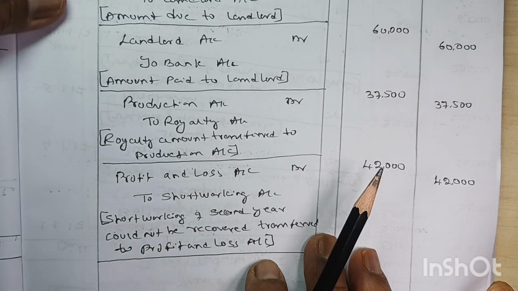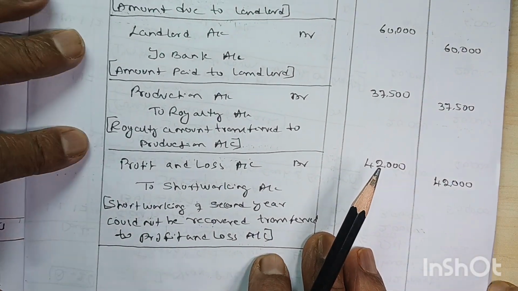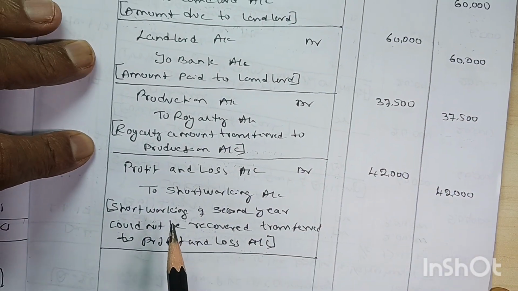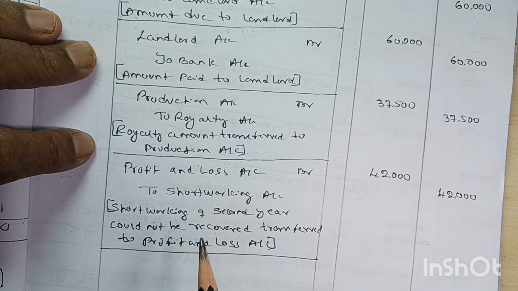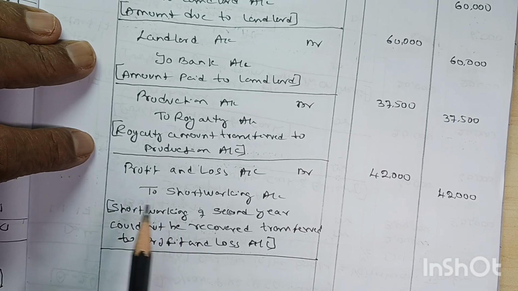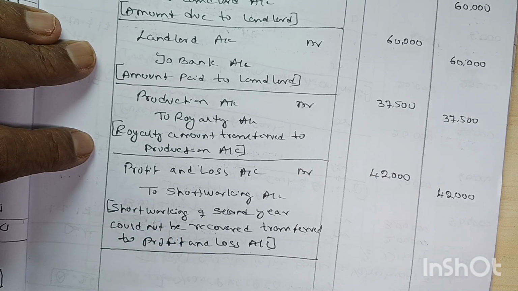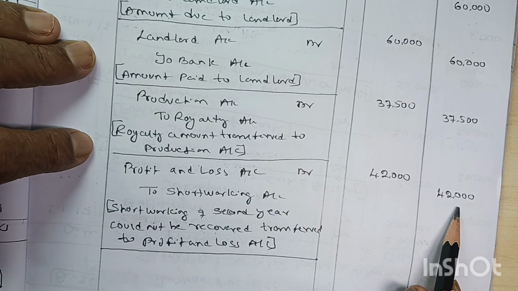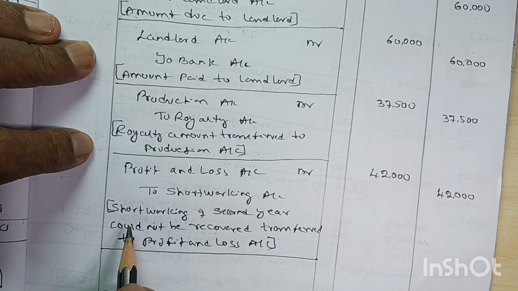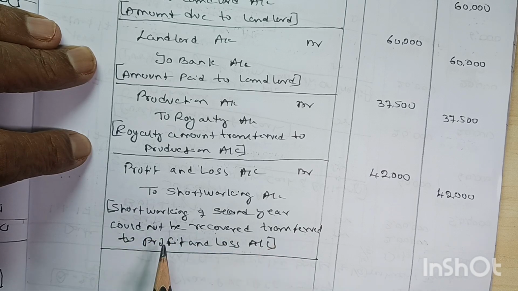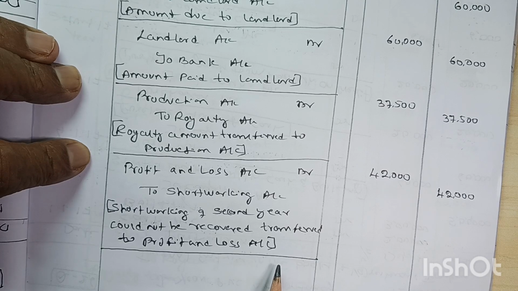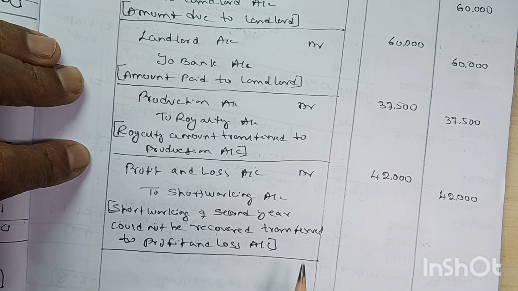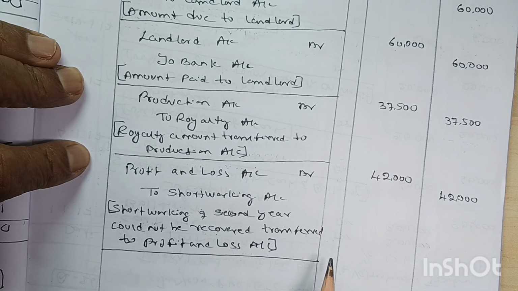Then you see again, the 42,000 loss that you have incurred in the second year, that you could not recover in the fourth year. So that will be transferred to profit and loss account debtor to short working account 42,000, 42,000. Again I have written: short working of second year could not be recovered, transfer to profit and loss account. This is how you have to write journal entries without minimum rent.